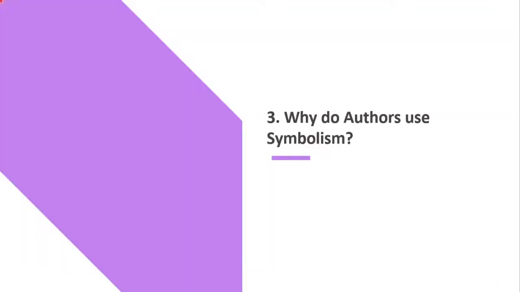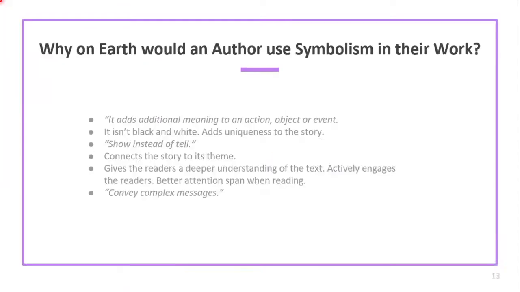Now, why do authors use symbolism? Well, authors use symbolism because it adds additional meaning to an action, object, or event. It is in black and white. It adds uniqueness to the story. Now, can you imagine how boring it'd be if Rose was just Rose? It didn't symbolize anything. The stories would be the same and there'd be no uniqueness to it. There'd be no differentiation, which is something readers thrive on. They thrive for differences. They thrive for something new.